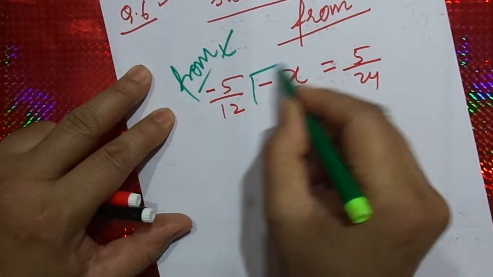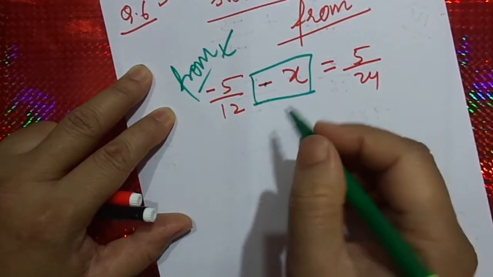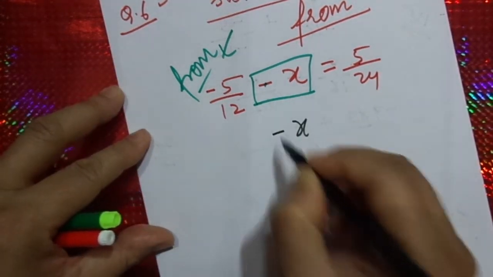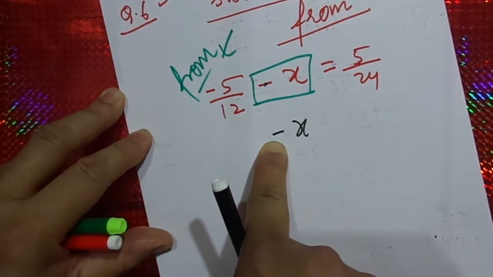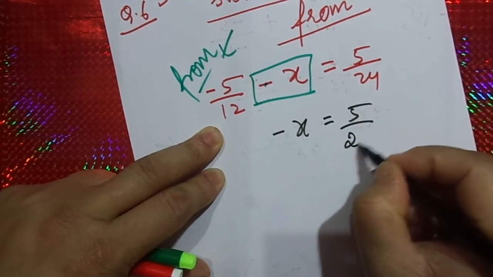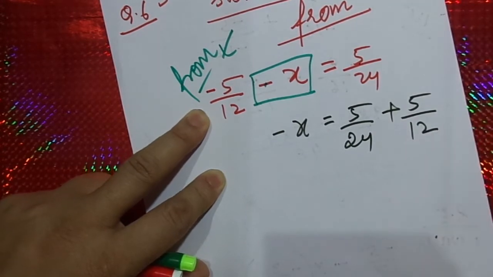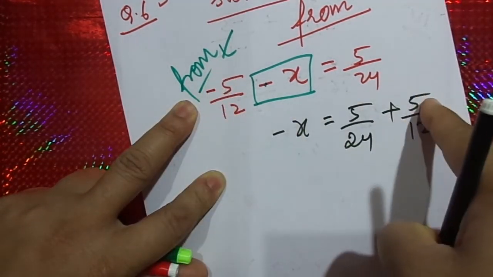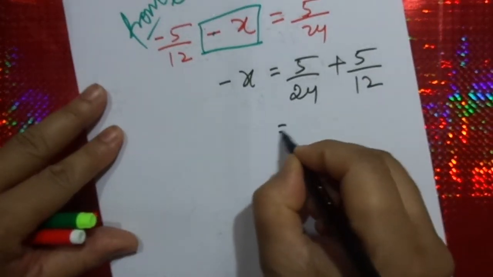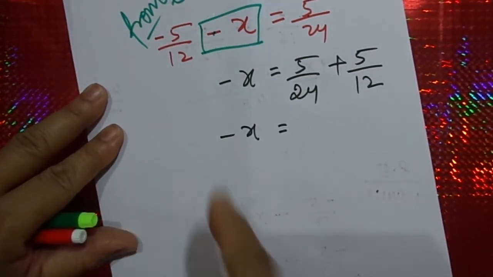This x has minus over here, so minus belongs to x. So I am going to keep this x along with the sign, otherwise it will get angry. Therefore minus x is equal to 5 by 24 plus 5 by 12. This minus 5 by 12, on transposing, will become plus 5 by 12. Let's solve it. So every time I write x, I'll write minus over here.